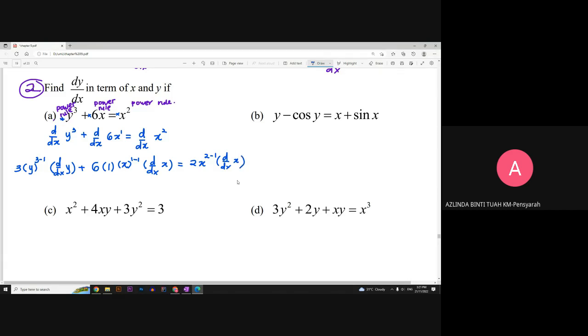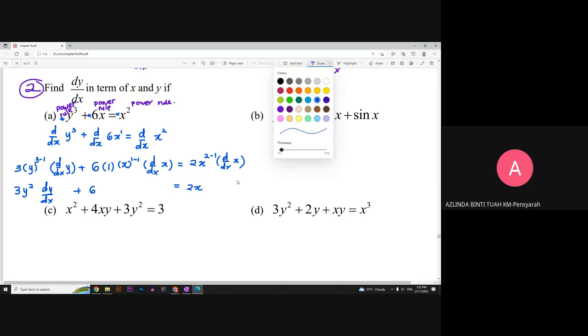Okay, so simplify it. What's next? We're going to get 3y, 3 minus 1 is 2. Differentiate y, we discussed it already. Differentiate y akan jadi always dy per dx. Plus 6, this one will be 1. x power of 0 pun akan jadi 1. Differentiate x pun 1. So it is equal to 2x, 2 minus 1 is 1, and differentiate x is 1.